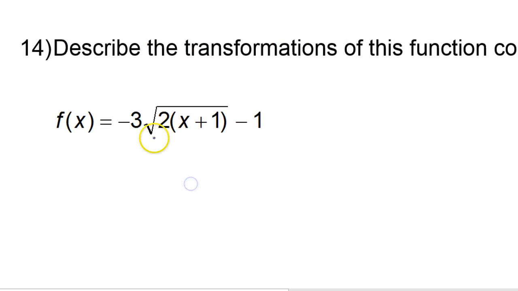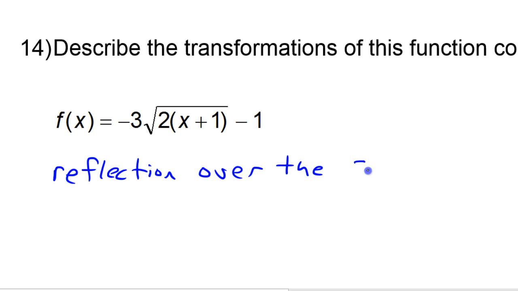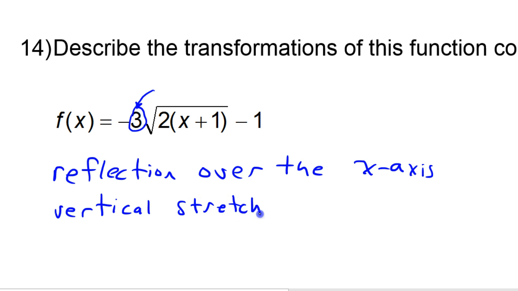But here's the equation. Alright, in number 14 we are asked to describe the transformations. The negative sign is going to be a reflection over the x-axis. Alright, now the 3, sort of ignoring the negative sign, just looking at the 3, this is going to be a vertical stretch by a factor of 3.